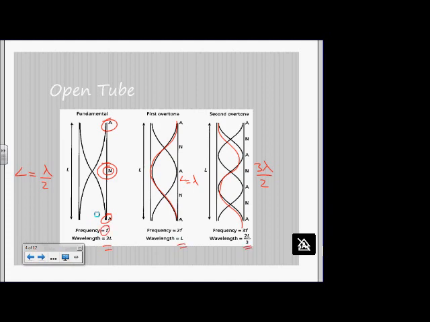This time we do get the fundamental, we do get the second harmonic, we do get the third harmonic, so the even harmonics are also present there.